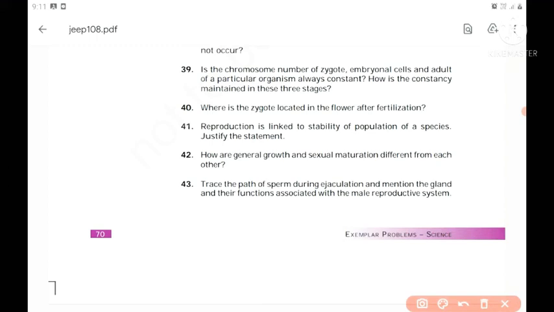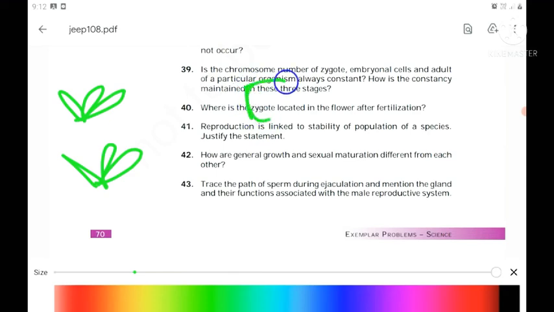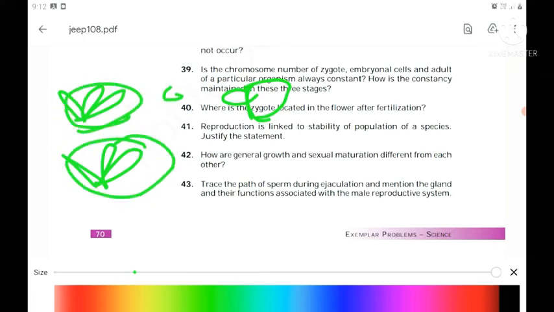41. Reproduction is linked to stability of population of species. Justify the statement. Okay, suppose there was no reproduction, then, yeah, these are the plants. There's no reproduction. Suppose there were only 3 plants, they remain the same. And one animal. One fine day it felt hungry, it ate one. Next day it felt hungry, it ate. Now there are no more plants, there's no reproduction, only 2 plants were there, only one animal.